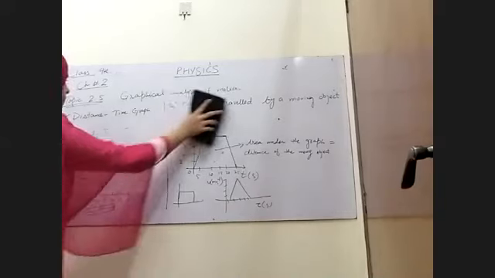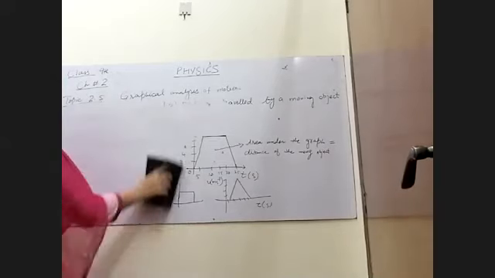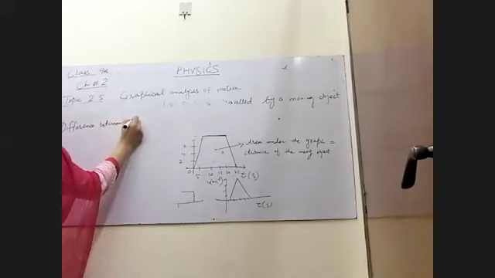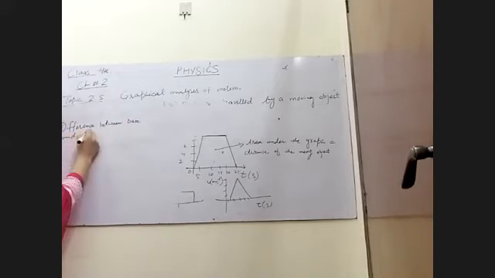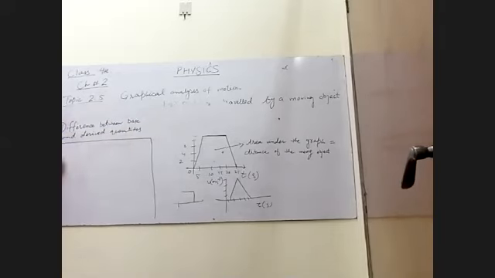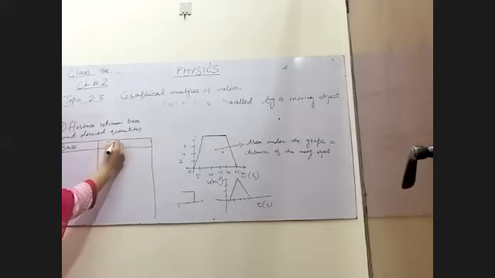For example, the heading is difference between base and derived quantities. What we have to make is a table like this with separation. On one side we have written base quantities and on the other side derived quantities. Then the first heading is the definition. Second one is the example. You have to give 2 to 3 examples in base and derived unit difference.